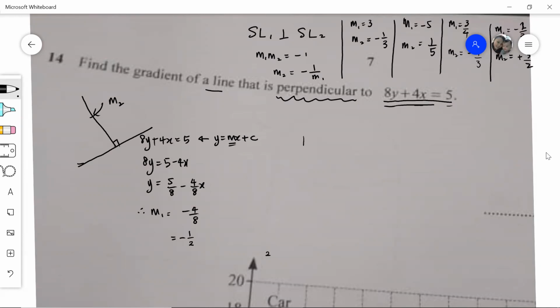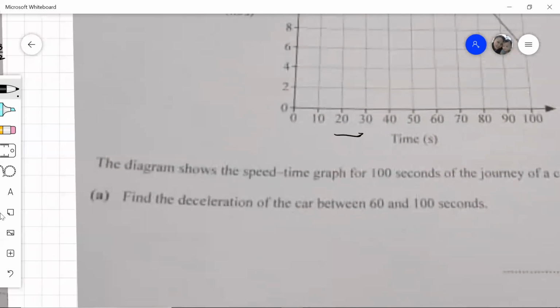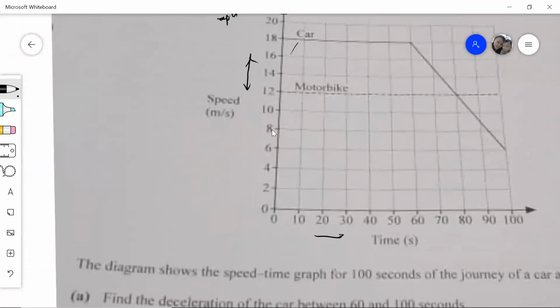And with that, we know that m2 equals -1 over m1, because m1 times m2 equals -1. Basically, we don't need to show that. We just use the concept of the opposite of the reciprocal. So if we have m1 as -half, m2 must be +2. So that is the answer. All right. So let's move on to the next question, which is question number 15.